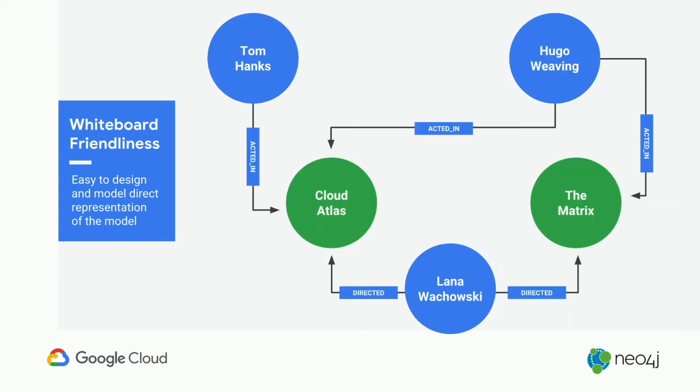The result is basically a finished property graph model that can then be directly created in Neo4j. And so when we were doing this, we were doing the data modeling on the whiteboard. We were capturing metadata, and then what ends up in the database is just what we sketched. That's what we mean by whiteboard friendliness.